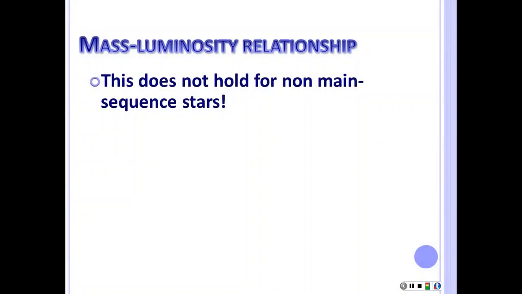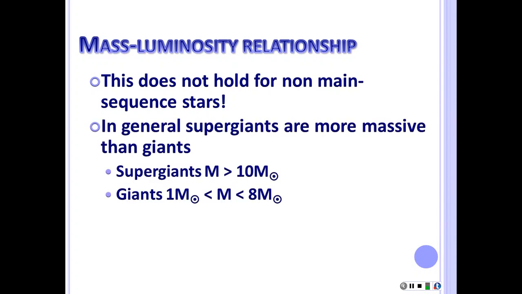Now, one thing to emphasize is that this mass-luminosity relationship only holds for main sequence stars. If we look at stars that are not main sequence, this doesn't work. So, in general, supergiants are more massive than giant stars, but even then there's some overlap. Supergiants are generally 10 solar masses and above, and giants are generally less than about 8 solar masses. And there's a grey area in between, which we can talk about at some point.